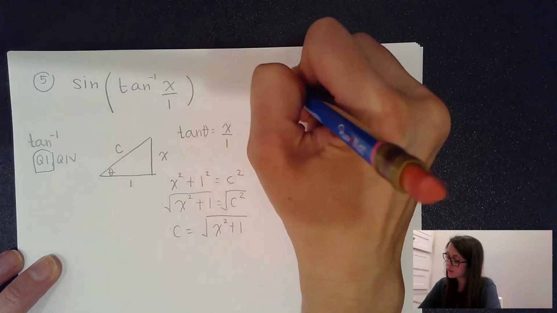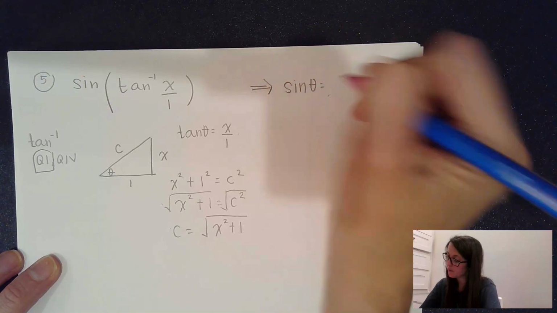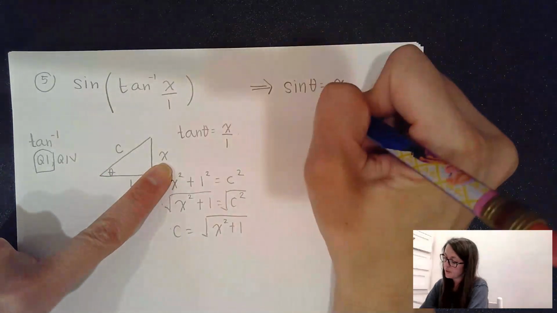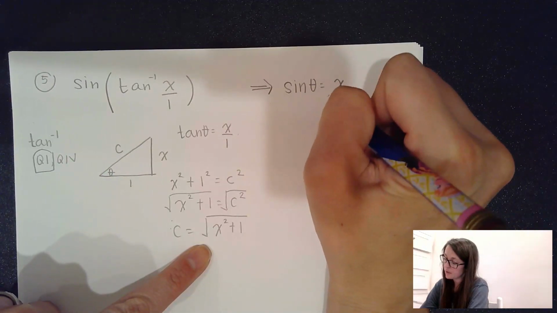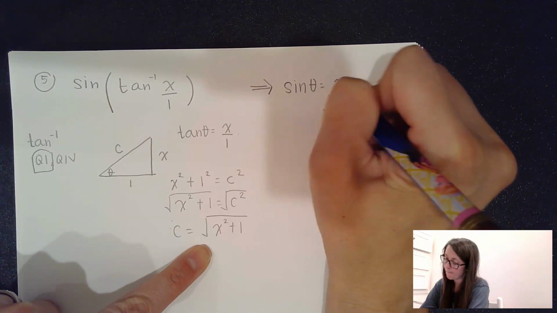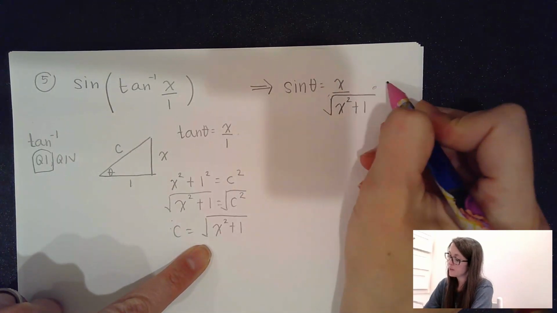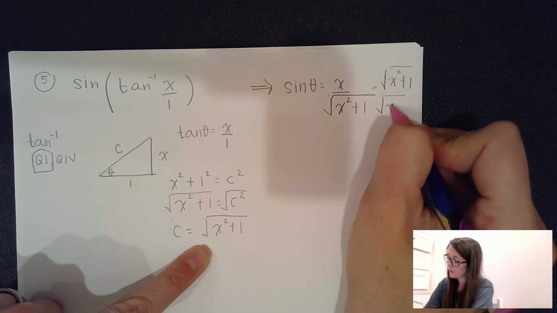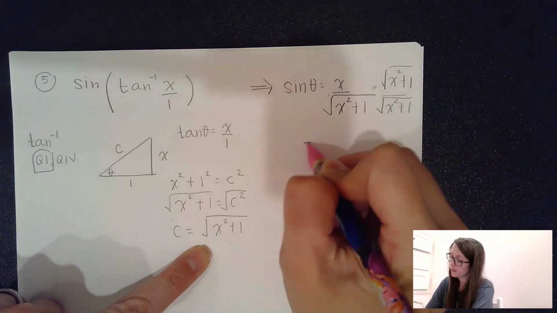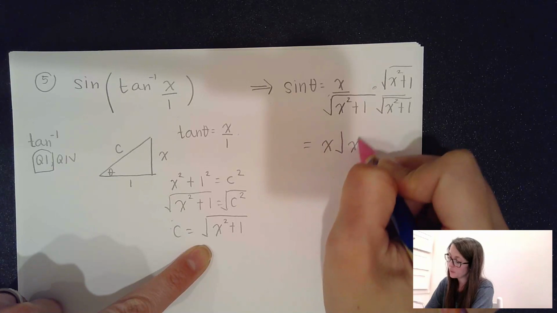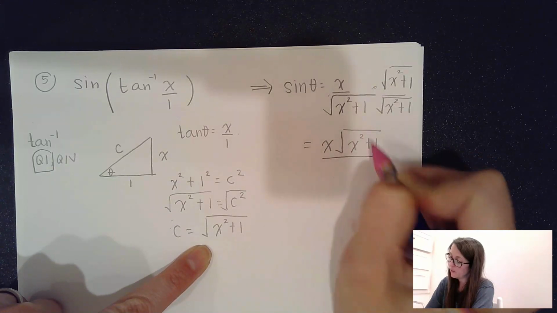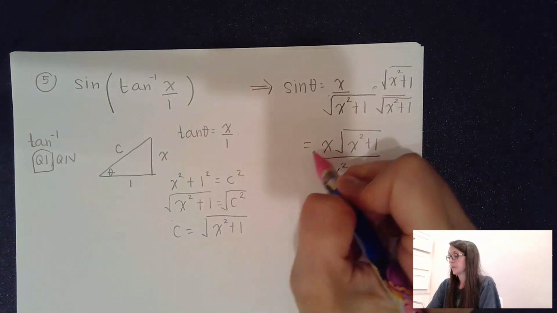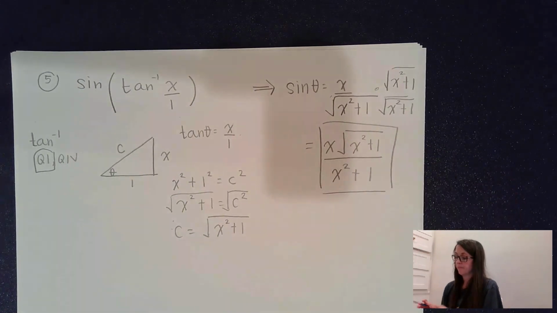So what I want to find now is sine of that same angle. So sine of that same angle is going to be opposite over your hypotenuse here, which is square root of x squared plus 1. Rationalize the denominator, so you'll just multiply by the square root of x squared plus 1. So you'll have x times the square root of x squared plus 1, all over x squared plus 1. So here we go.